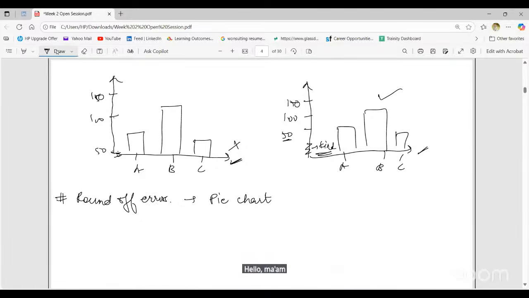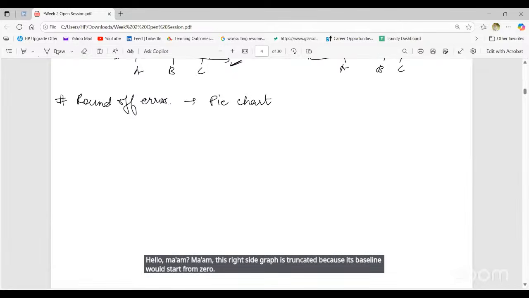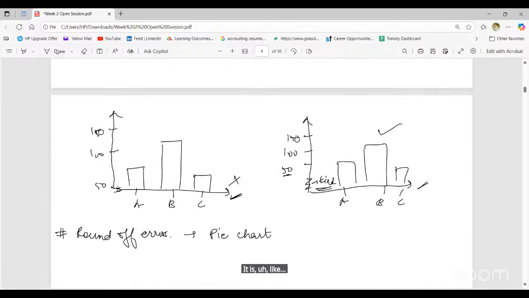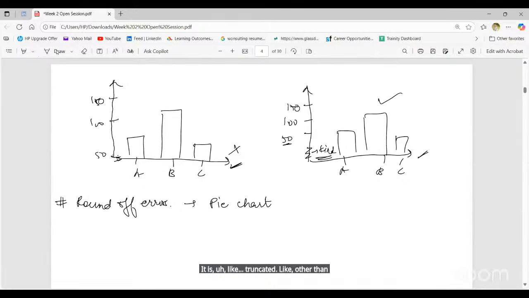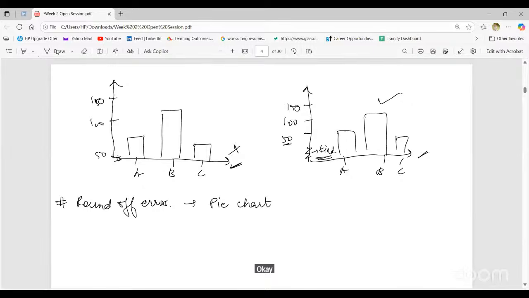Ma'am, this right side graph is truncated because its baseline would start from 0. It's not starting with 0; we are starting with a different number, so it is truncated. Okay, ma'am.